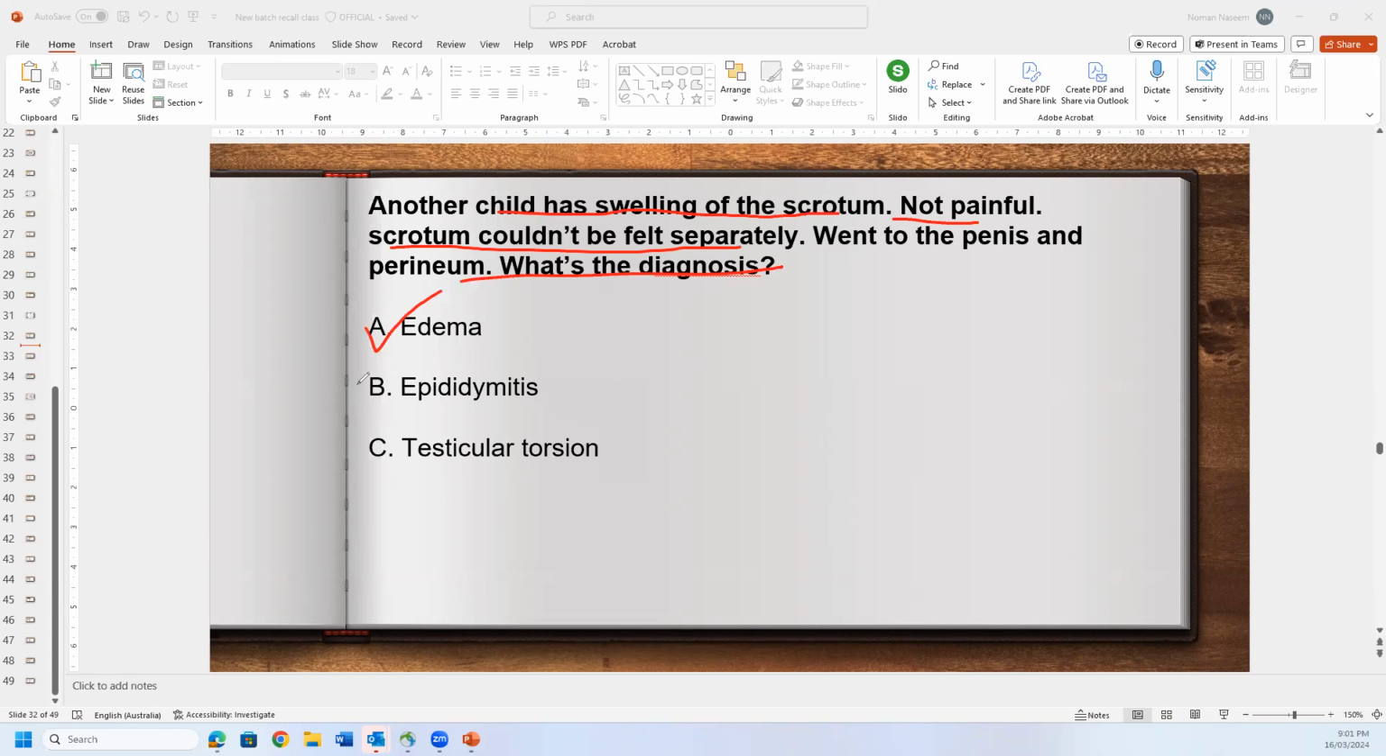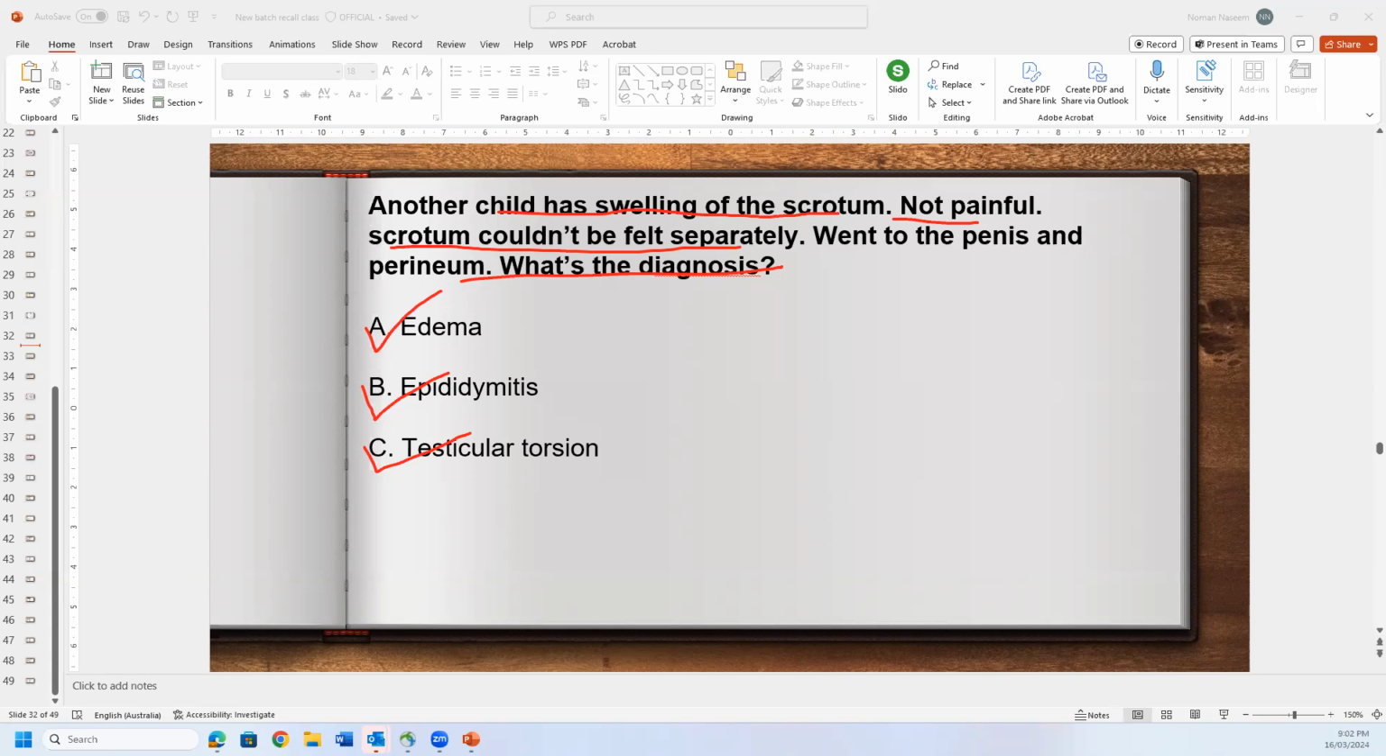Scrotal edema, epididymitis, testicular torsion. Very good. So this is idiopathic scrotal edema. In epididymitis, number one, it never happens in a child. It happens in young teen boys or young adults.